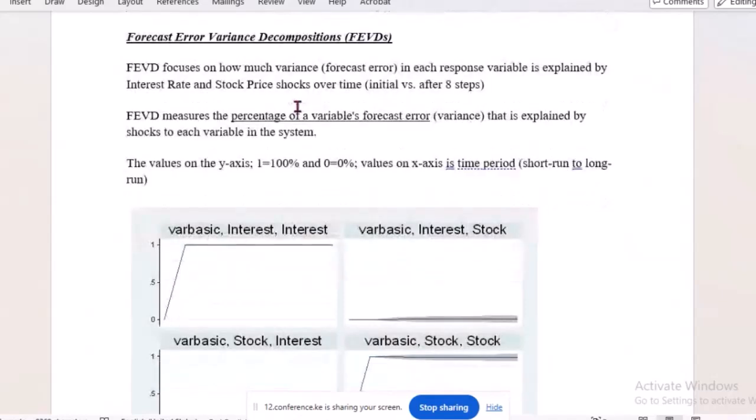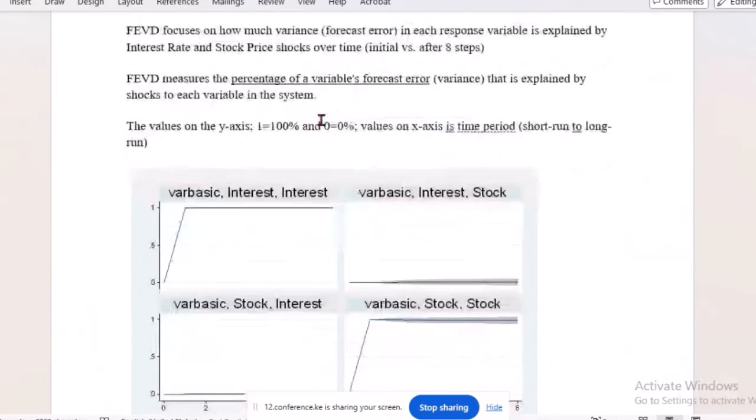So this one, we are saying that the forecast error variance decomposition focuses on how much variance in each response variable is explained, or how the forecast error in each response variable is explained by interest rate and stock prices shock over time.